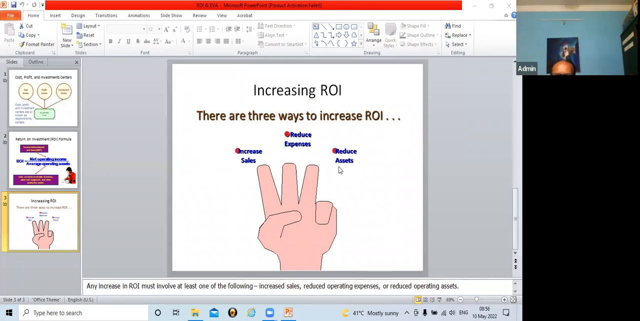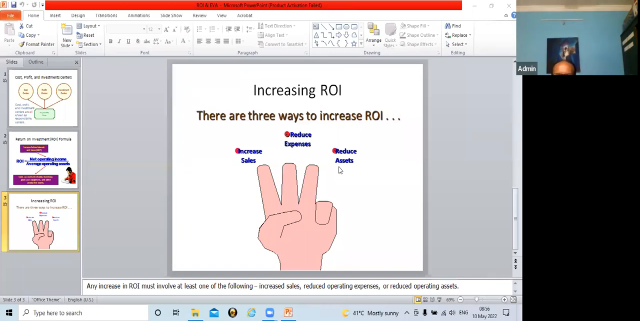And ultimately, if cost is coming down because of the reduction in investment, your ROI will increase. This way, you can work to increase ROI. As I told you, higher and higher ROI indicates the sound position of the company. Higher and higher ROI indicates the efficiency of the company. It indicates that the company's management is good enough in terms of utilization of their assets.